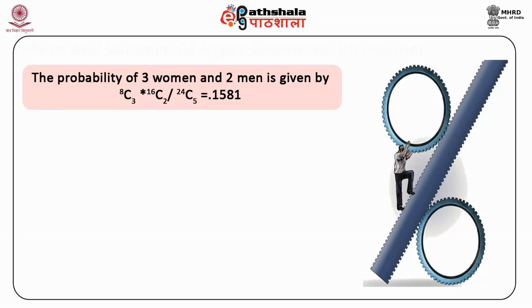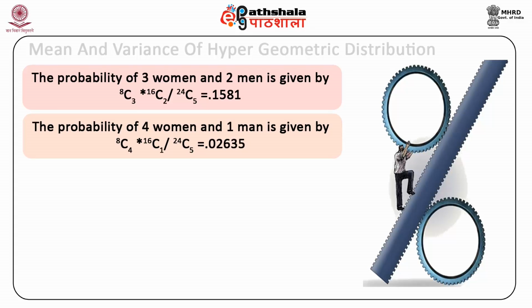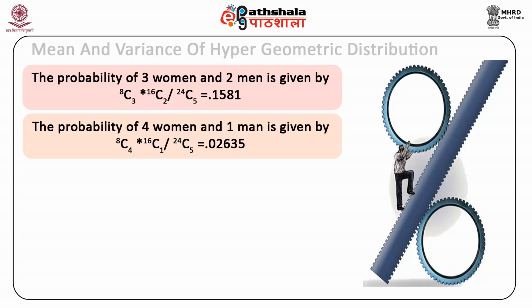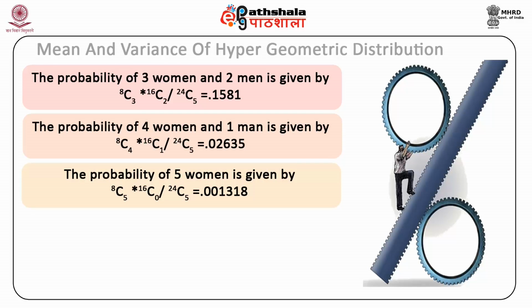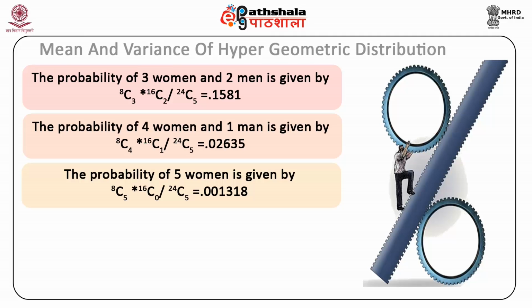The probability of 3 women and 2 men is given by 8C3 into 16C2 divided by 24C5 and is equal to 0.1581. Similarly, the probability of 4 women and 1 man is given by 8C4 into 16C1 divided by 24C5 and is equal to 0.02635. Similarly, the probability of 5 women is given by 8C5 into 16C0 divided by 24C5 and is equal to 0.001318.